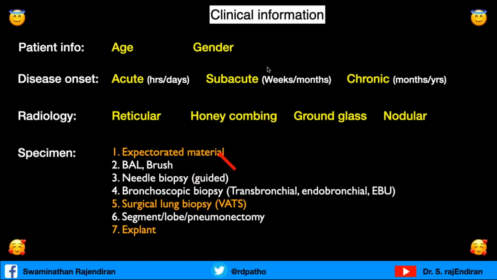So we need some clinical information before looking into the specimens. Patient information like age and gender, disease onset. This is very, very essential, whether it is hours to days, acute, weeks to months, subacute, or chronic from months to years. In the radiology, there are mainly 4 patterns: reticular, honeycombing, ground glass, and nodular pattern.